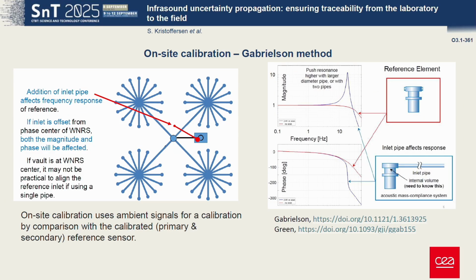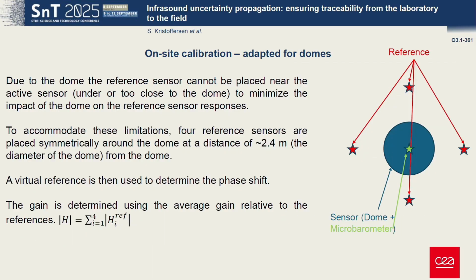And so in order to calibrate these on site, we have to bring out a reference sensor, so just a reference microbarometer, and then that's co-located with, for the rosette style, we just co-locate it with the barycenter of the wind noise reduction system, and then we can do a calibration by comparison to get a measure of what the response of that wind noise reduction system is, so those rosette pipes are. For the domes, it's slightly more complicated.